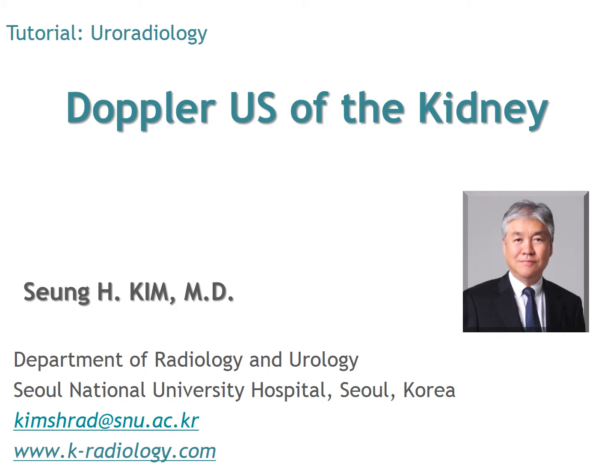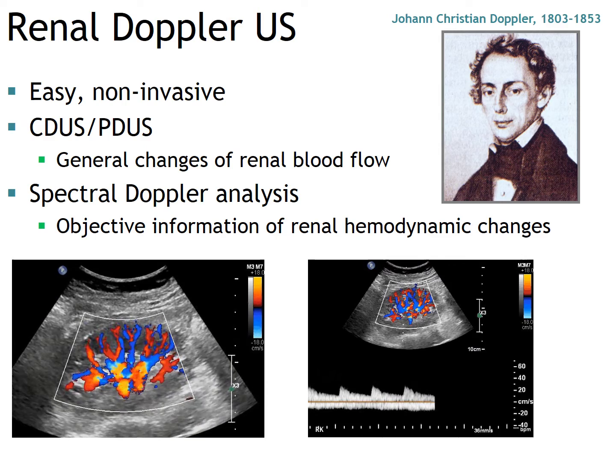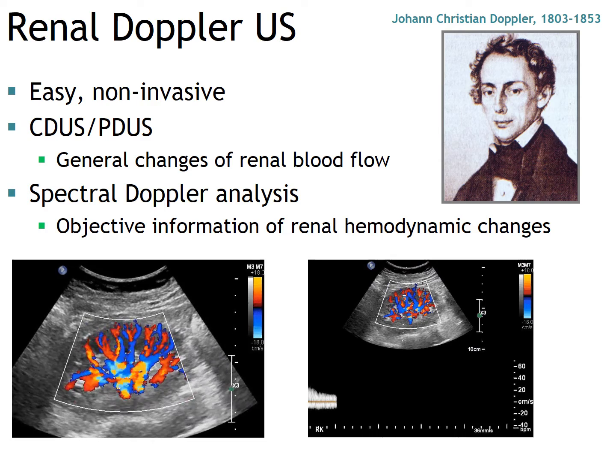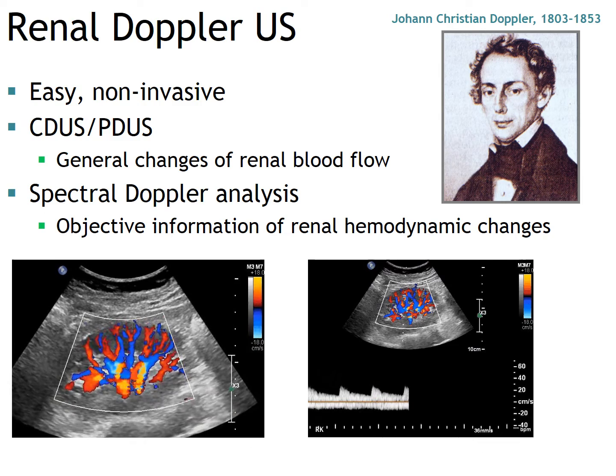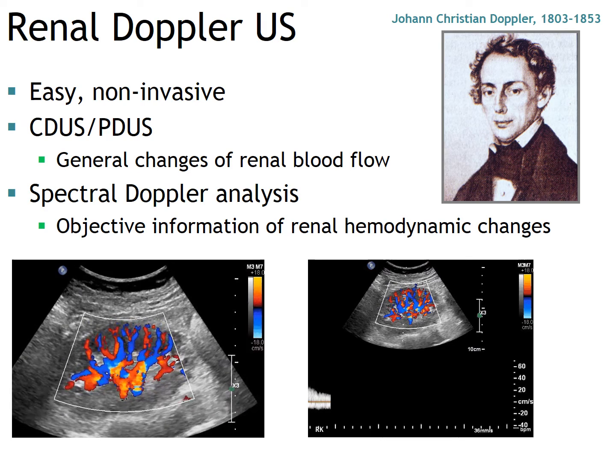In this session, I would like to talk about how we can use Doppler ultrasound in kidney diseases. The Doppler phenomenon was first found by Austrian physicist Johann Christian Doppler in 1842, and now it has become a basic component of ultrasound technique. Doppler ultrasound is an easy and non-invasive technique, and color or power Doppler ultrasound shows general changes of renal blood flow of the kidney, and spectral Doppler analysis may provide objective information of renal hemodynamic changes.